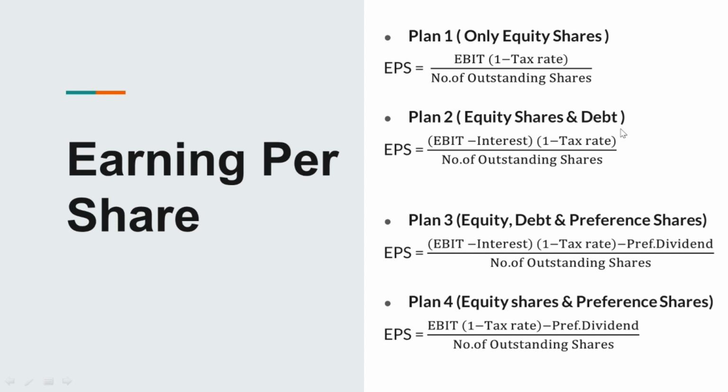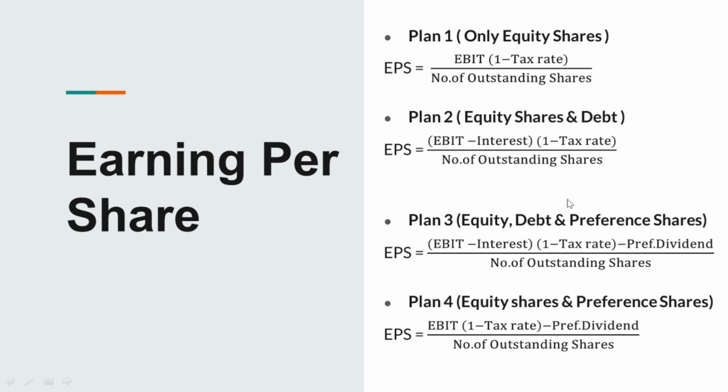Coming to plan 2, when we decided that we need this much of amount for our business, we would go for both the equity shares as well as debt in proportions. So what would be the formula for EPS then? So this formula we would use, which is EBIT minus interest into 1 minus tax rate divided by number of outstanding shares.